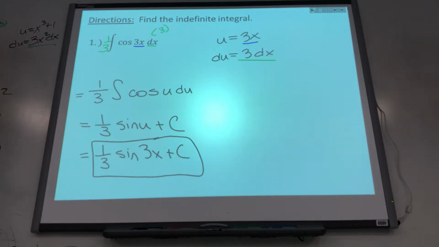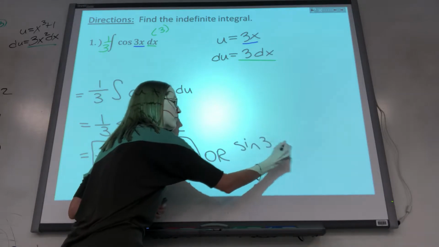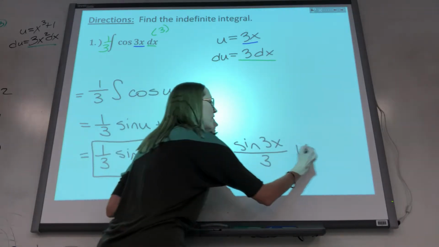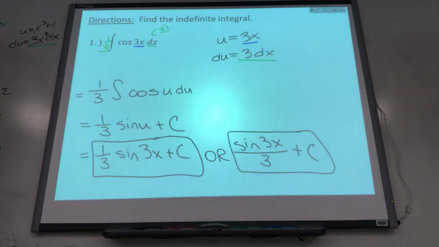Question? Can that be sine 3x over 3? Yes, very good question. You could rewrite that. Sine of 3x over 3, that would be the very same thing, just written differently. Yes, that would be fine. Anybody else?